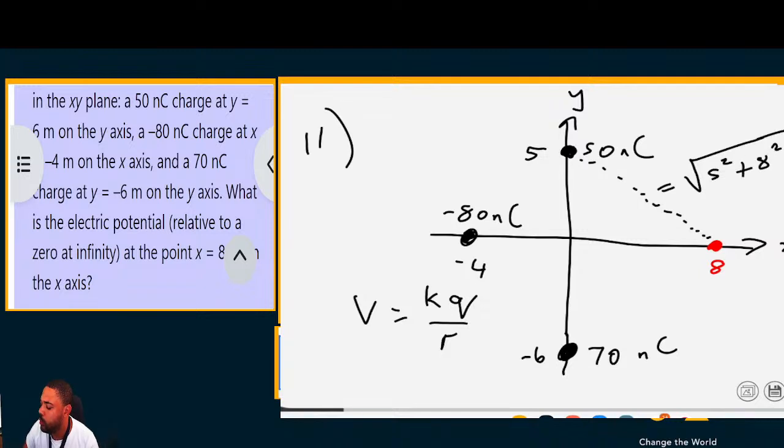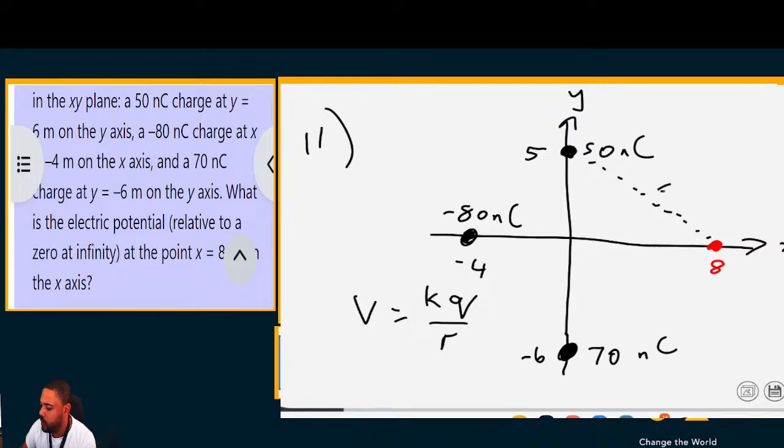Am I counting correctly? Let me just check. 6 meters. Okay, sorry. It is 6 meters on the y-axis. That is why it's wrong. There should be a 6. It's 6 meters on the y-axis. Sorry. So 6 meters. So then a slight adjustment there.